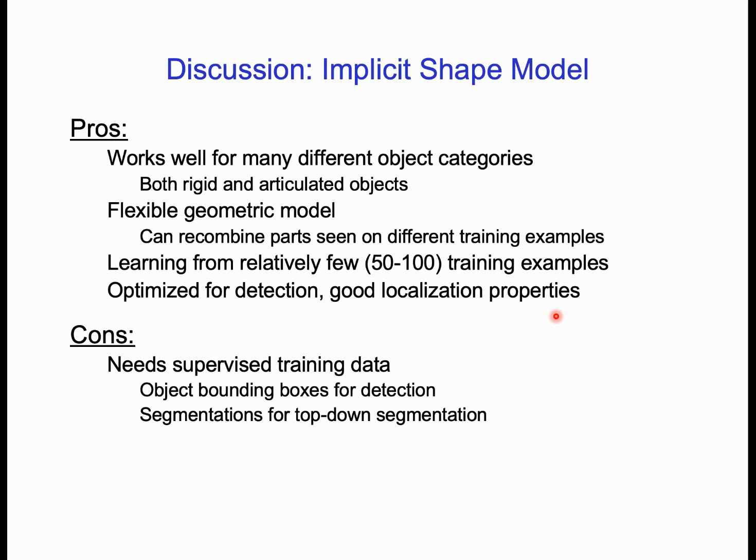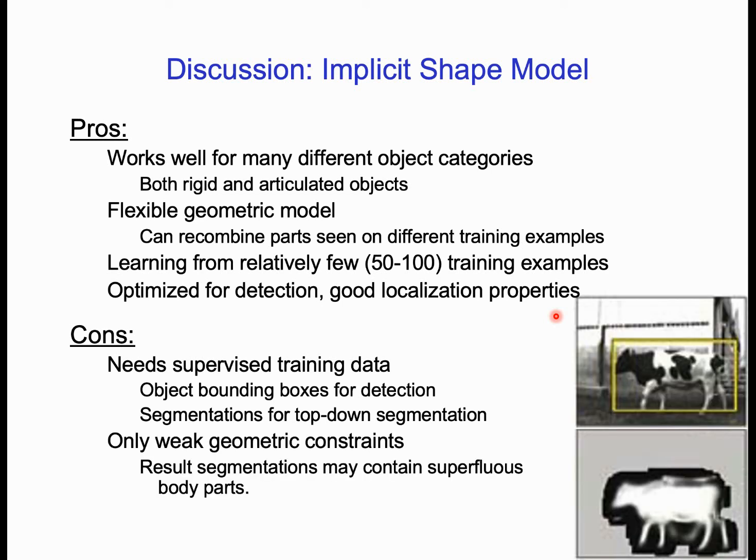And it might even be useful to have segmentations for top-down segmentation. So if I'm really trying to identify different parts of the object, then I would really need bounding boxes on those different parts. And it only yields very weak geometric constraints.